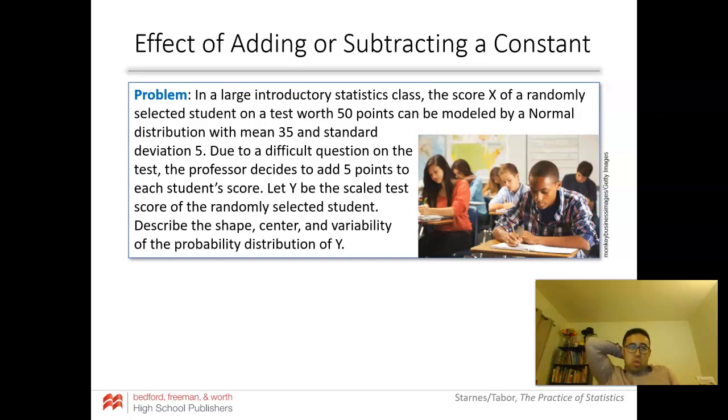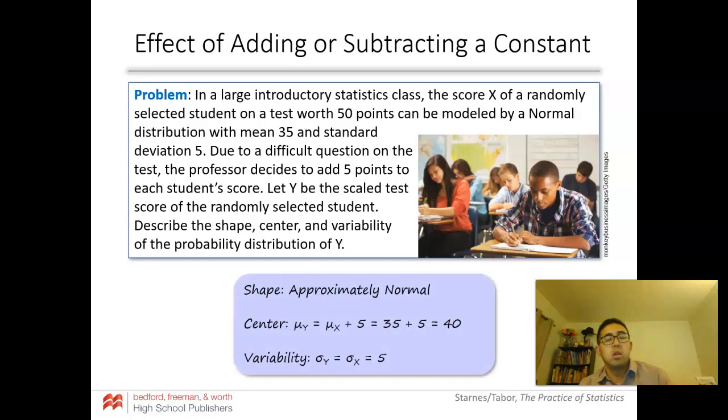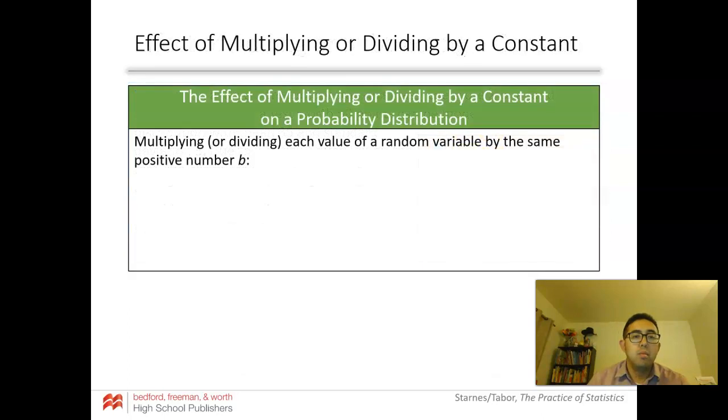So pretty much what you can say is that the mean is going to be 40, the standard deviation is still going to be 5, and the shape is still going to be normal, just based on what we had just said. The shape is not going to change, approximately normal. For the mean, you're just going to add the constant 5 because you added 5 points to each score. And because the variability doesn't change, it's just an upward shift, you would get the same variability of 5.